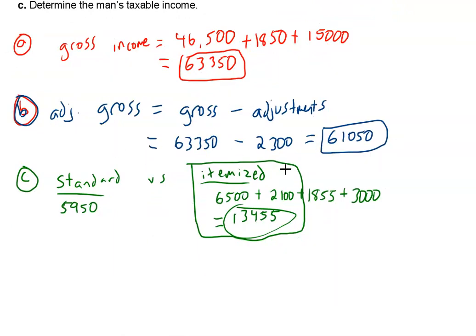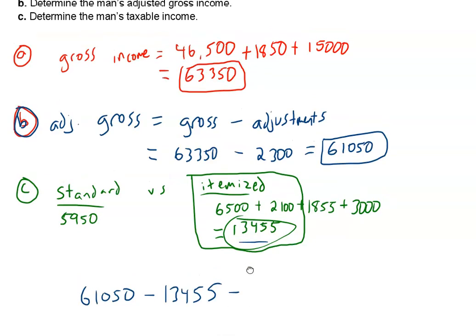So we're going to take the adjusted gross income, so the result from Part B, minus the itemized deduction, because that's better for us than the standard deduction. If this was lower, then I would take the standard deduction, and I'd subtract $5,950 from this. But the itemized is higher, so I subtract that one instead.